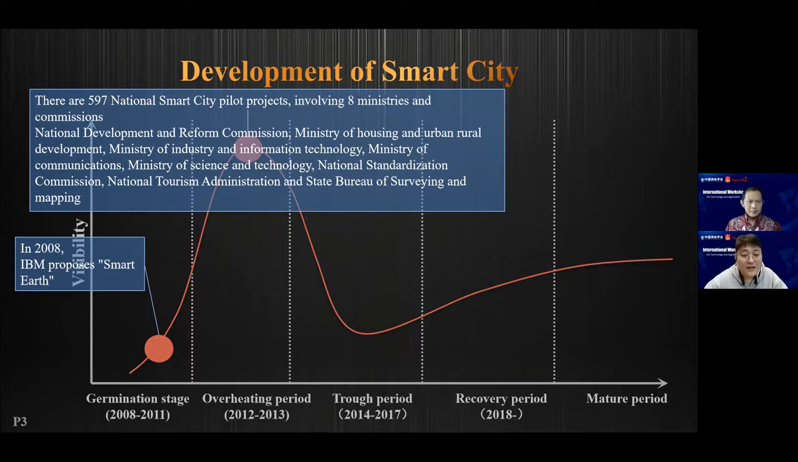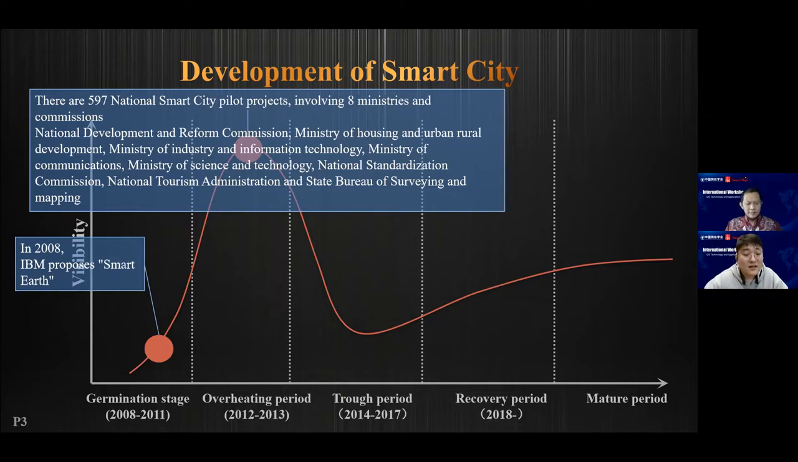There were 597 smart city pilot projects raised by 8 different national ministries and commissions. We think this period is the overheating period of smart city because those kinds of projects were not the real smart city. We can understand they are just digital city because they just connect with some hardware, gathering the data and show the information and show the application on the client side, such as web-based.